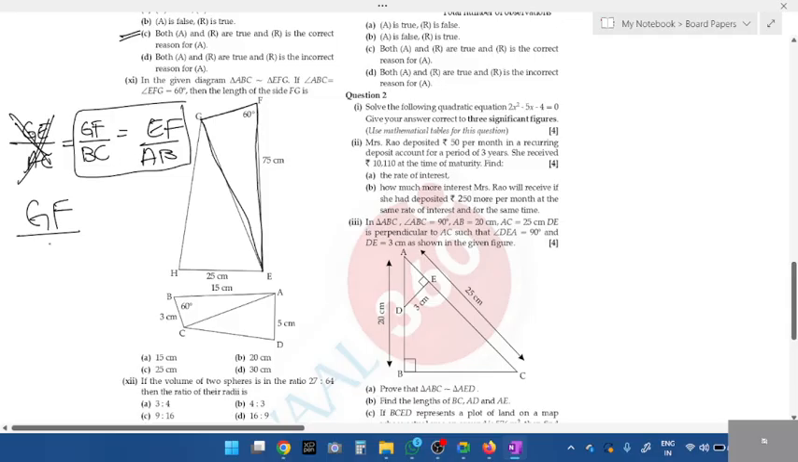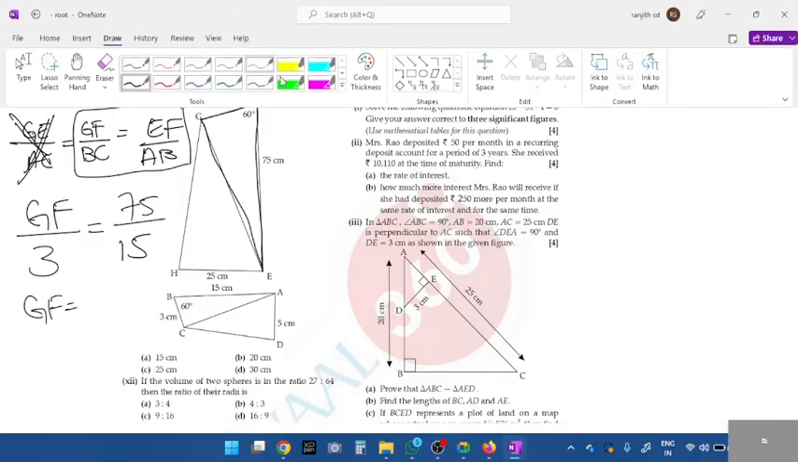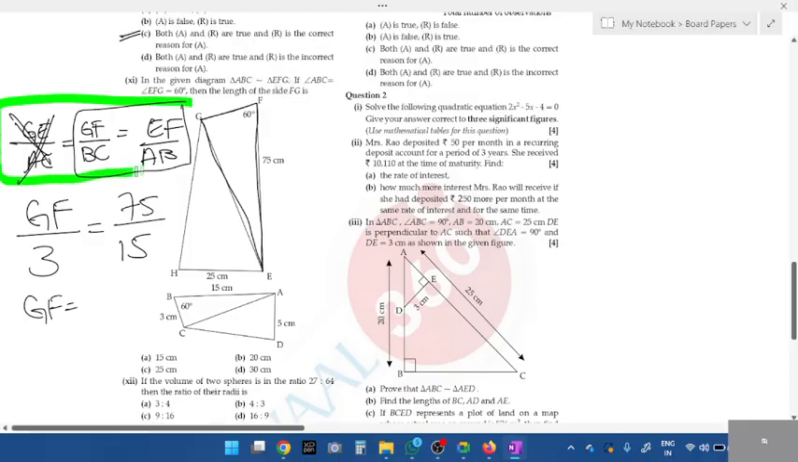GF divided by what is BC? 3. On the other side, what is EF? 15. How do you find GF? What happens to 3 if it goes to the other side? Multiply. So the first one I've written is the proportionality theorem, students, because they've already told us the two triangles are proportional.